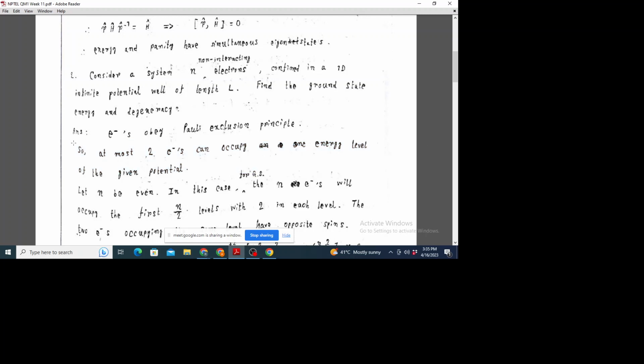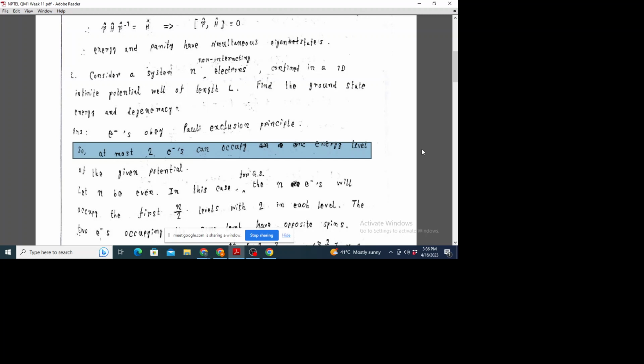Okay, so suppose one electron is at the ground state of the square potential. So the k equal to 1 state, where the energy is pi square h bar square by 2m L square. In that state two electrons can fit, because one of them can take spin half, another can take spin minus half, the Sz component. So that is why two electrons can fit in a given energy level.